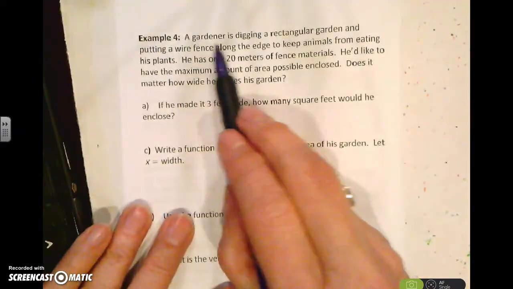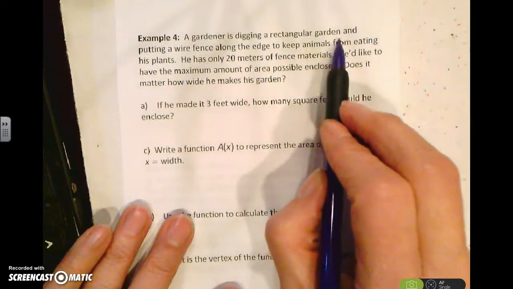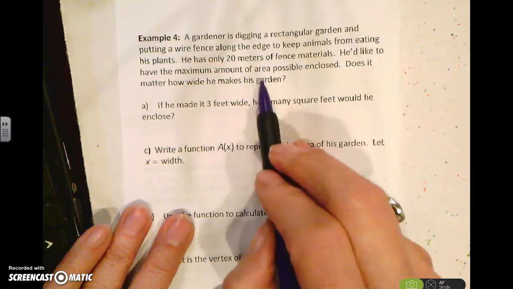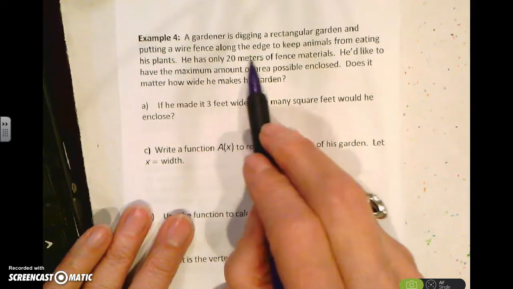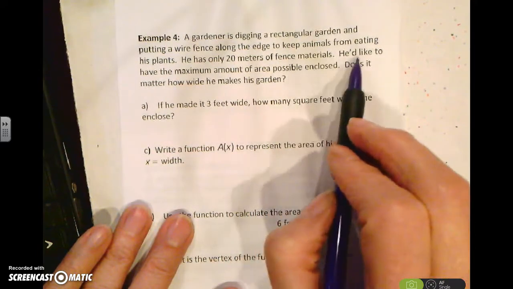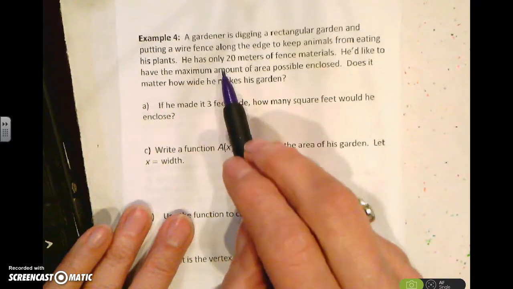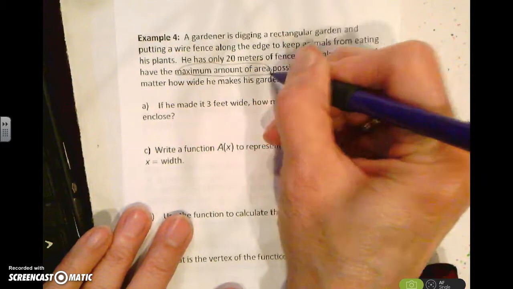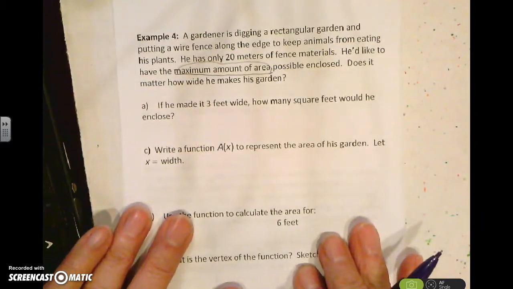In example 4, we have a gardener digging a rectangular garden and putting a wire fence along the edge to keep the animals from eating his plants. He has only 20 meters of fence materials available. He'd like to have the maximum amount of area. So we want to maximize the area possible.